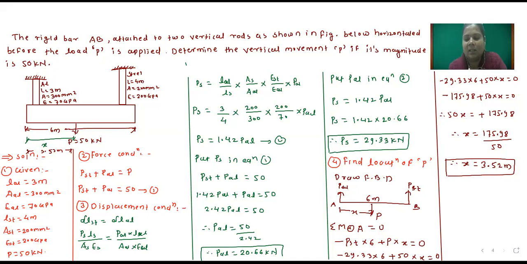Yes. I have checked: 29.33 into 6, which is equal to 175.98, is the correct answer. Divided by 50, it is 3.519, that is 3.52, which is the correct answer. So the force will act 3.52 meter from point A. So this is the solution. If anybody has any doubt, ask me. Otherwise, please write it down. Then we will take the next problem.